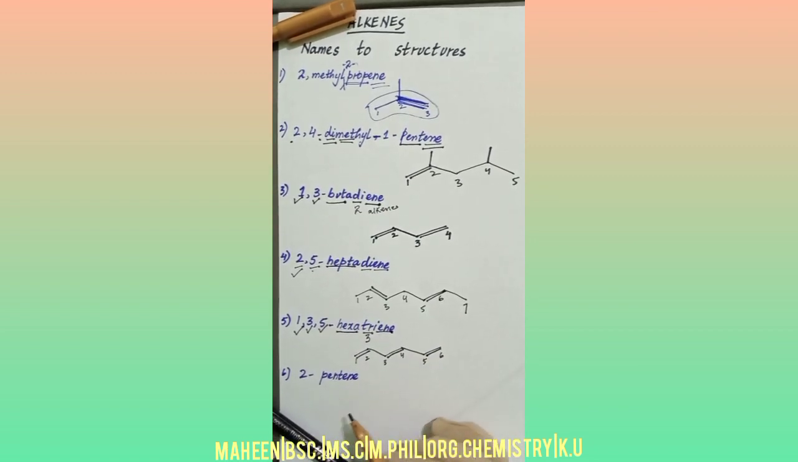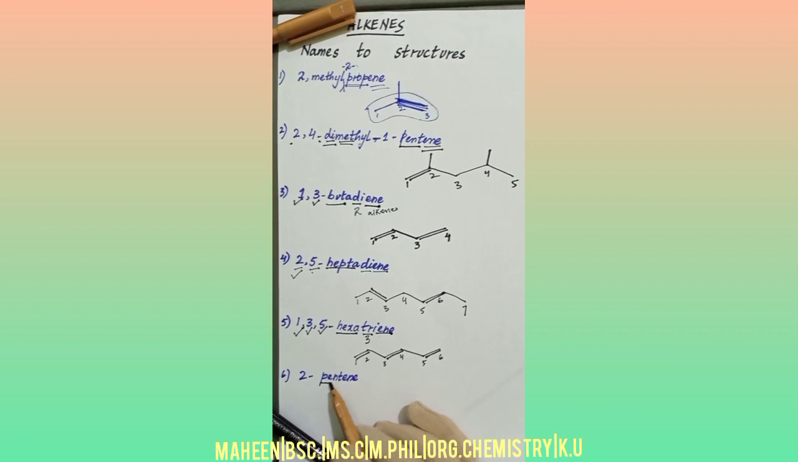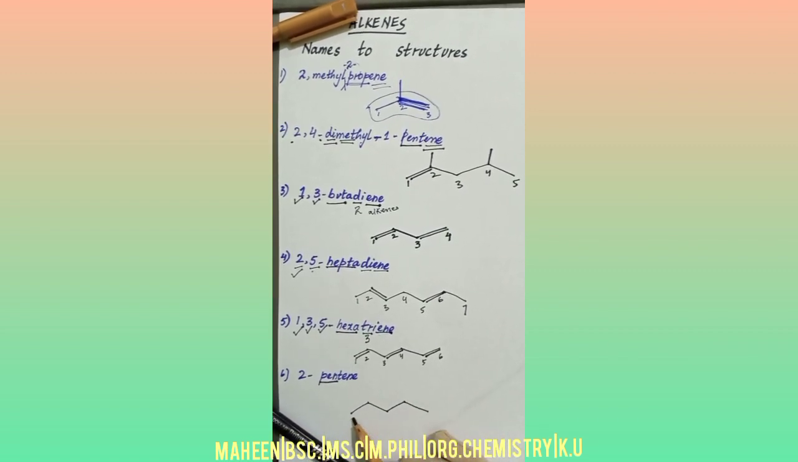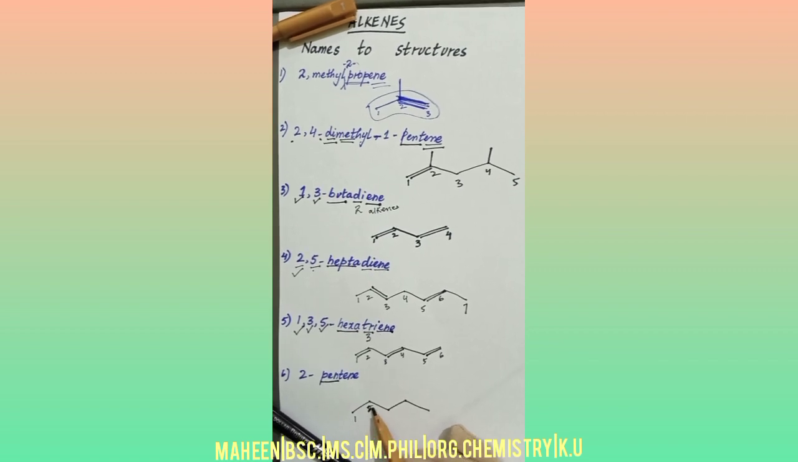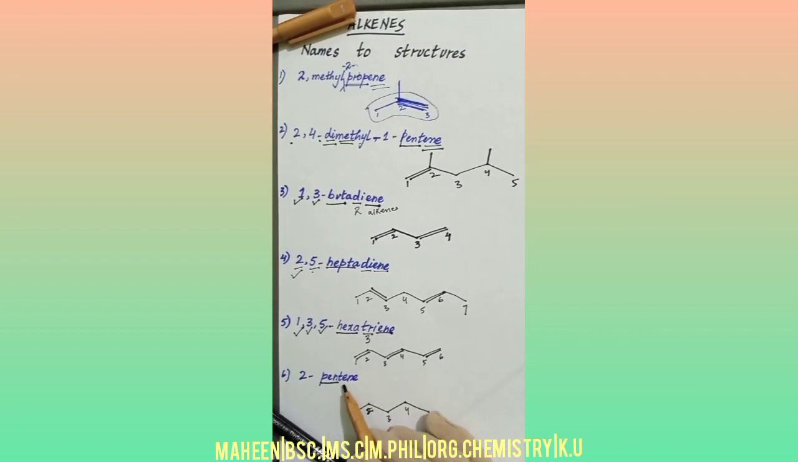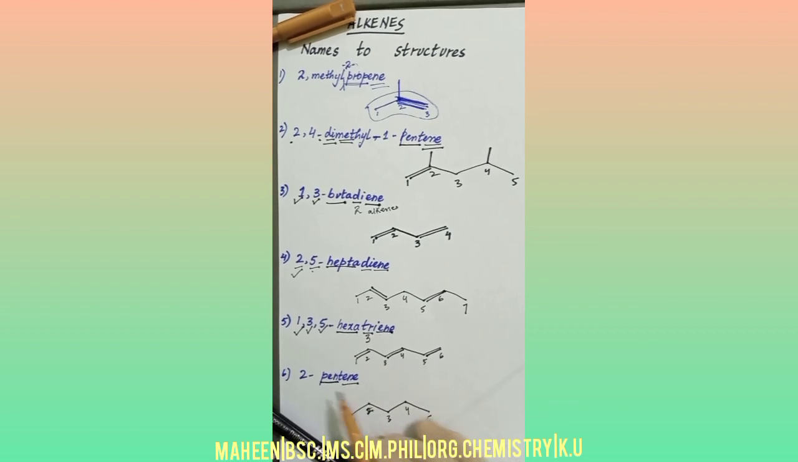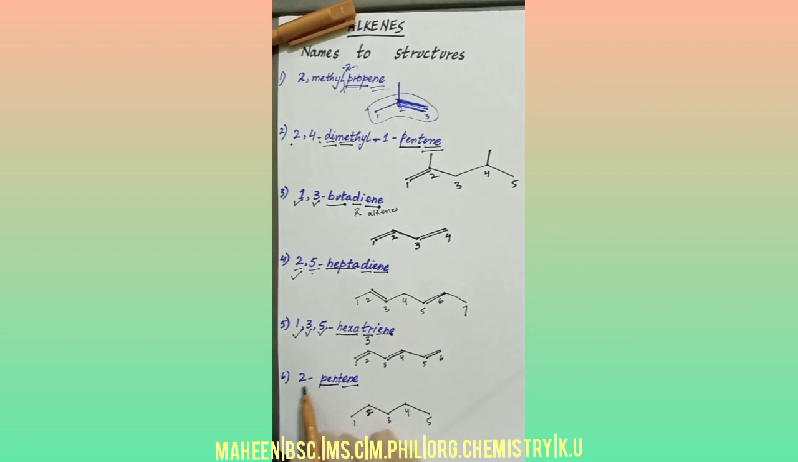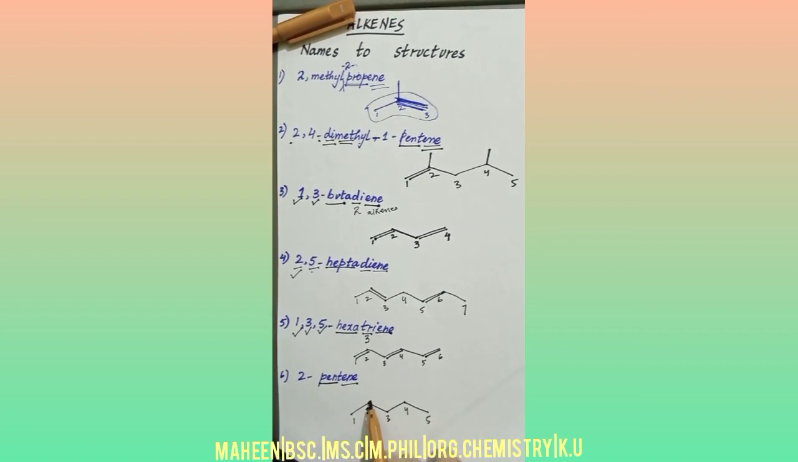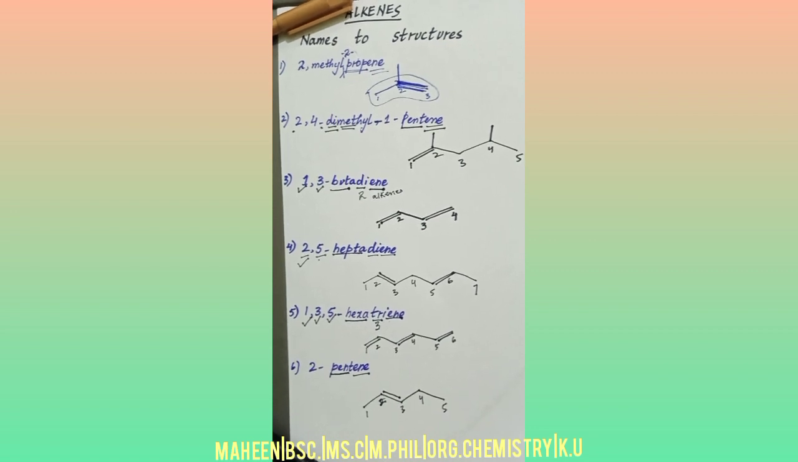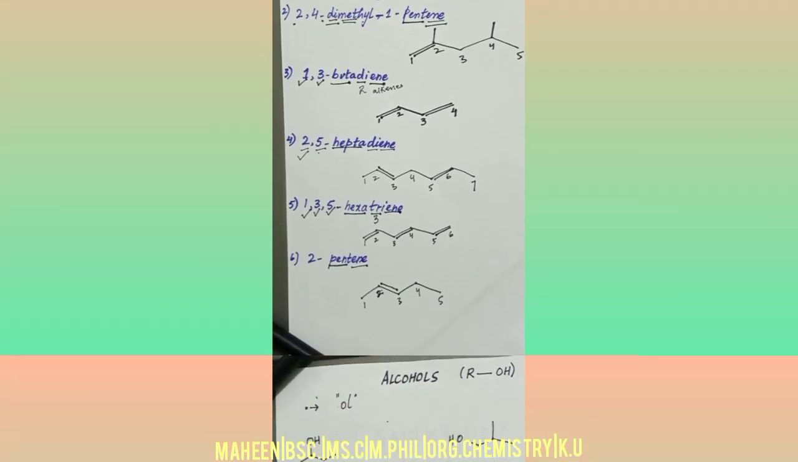Okay, 2-pentene. Pent means 5. There are 5 carbons here: 1, 2, 3, 4 and 5. Ene, only 1 ene here, and at which position? 2. So I will write a functional group called alkene between 2 and 3. Okay, so that's the nomenclature of alkenes from name to the structure.